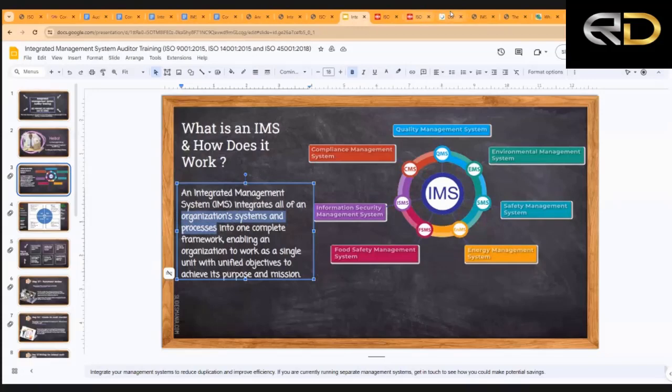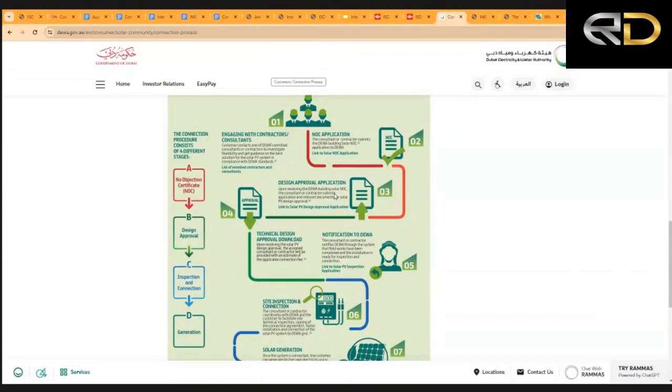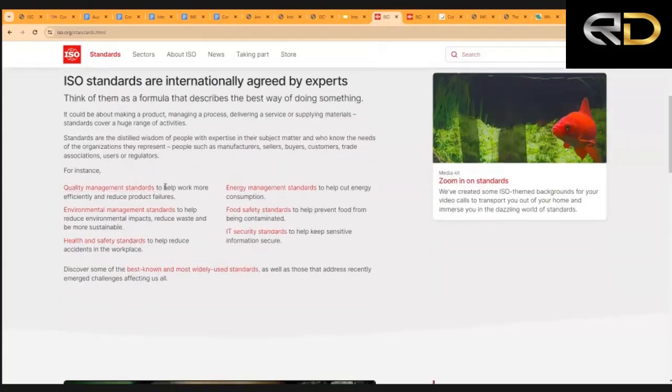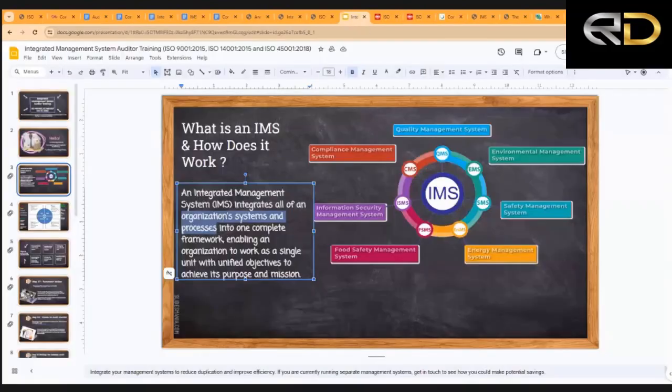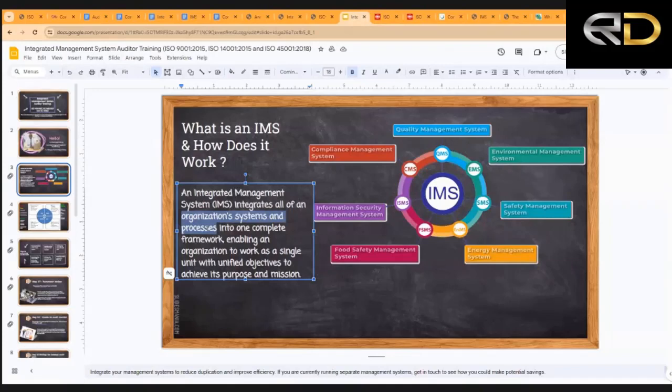Well, what that means, ladies and gentlemen, is that if you look at a process like this, or the process that you have in your organization, there are certain arrangements, certain procedures that exist within that process. For example, right here, you can see that in an organization, there can be arrangements or processes, what you do within that process to help work become more efficient and to reduce product failures. That is an example of one of those systems or that process. In an organization, you can also have a process to help you reduce environmental impact and to become more sustainable. That is an example of an organization system or an organization process.